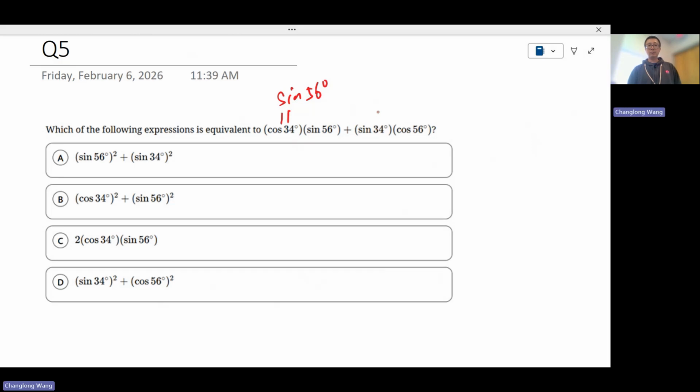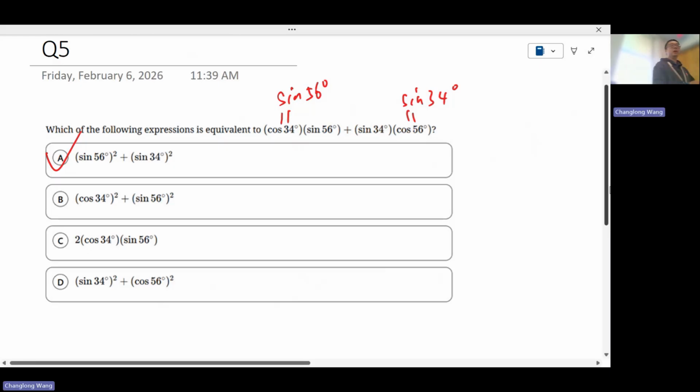Okay, so now would you write it as, say, instead of sine 34, maybe let's put it cosine. Oh, they do that? Okay, right. Thank you. So you're right. So let's write this as sine 34, right? There you go.